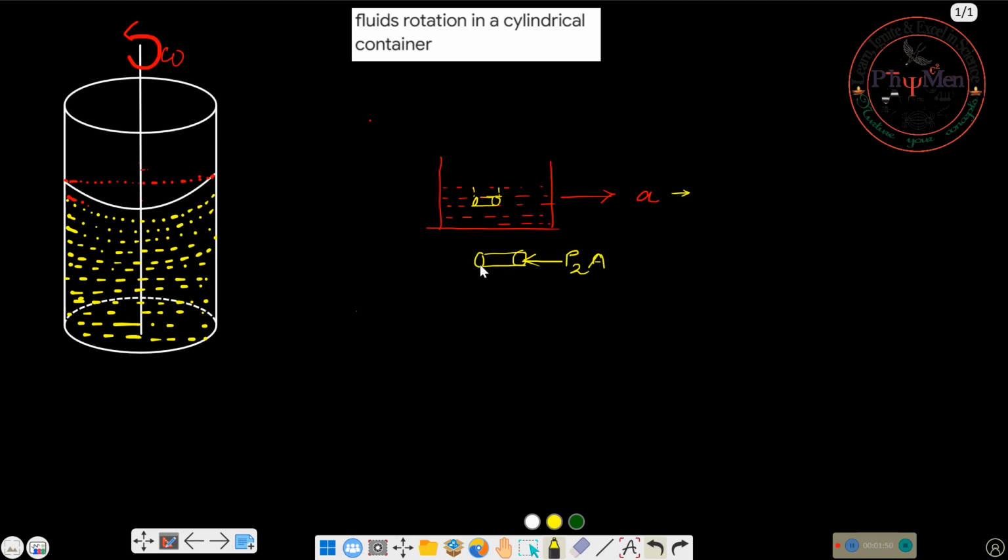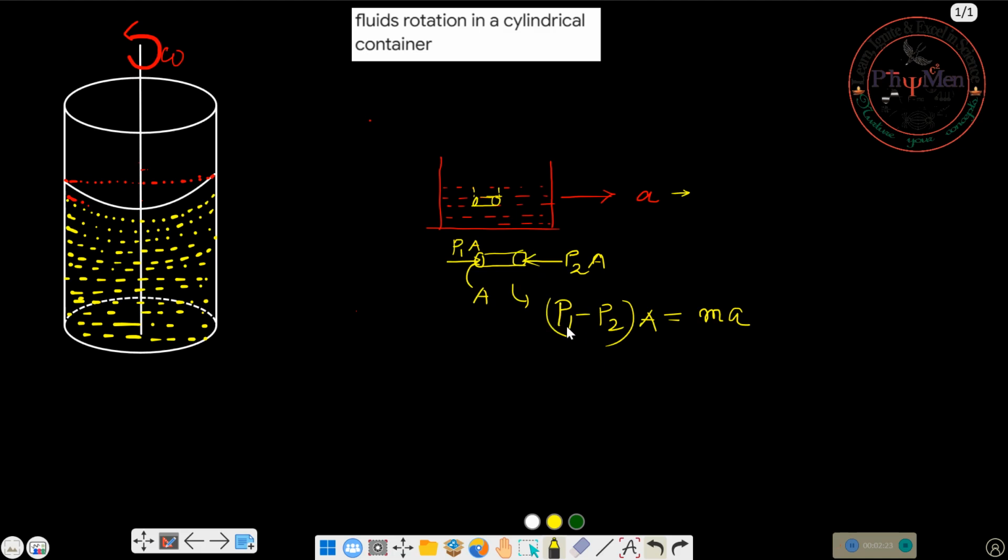Suppose the area of cross section of this fluid element is A, and the pressure from this side is P1, then here the force will be P1A. If we write the force equation for this particular cylindrical element of the fluid, we have the pressure difference (P1 minus P2)A equal to ma, because this element is moving with an acceleration A along this direction.